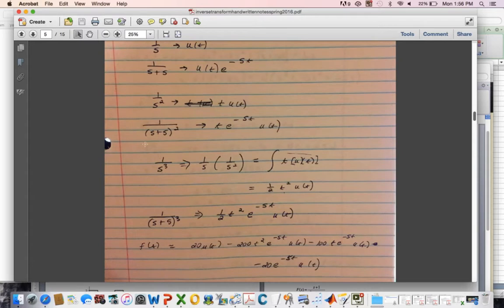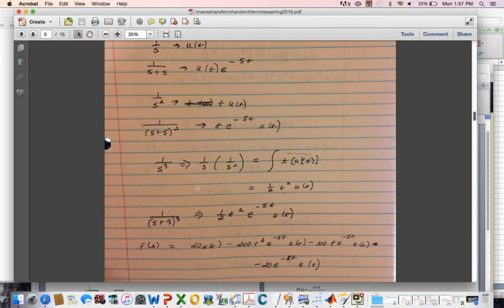So how do we get that 1 over s cubed? Well, 1 over s cubed is basically 1 over s times the inverse transform of 1 over s squared. Remember that 1 over s in the Laplace domain corresponds to integration in the time domain. So if I have a t term, that's going to integrate to 1/2 t squared. So this 1 over (s plus 5) cubed then gives me 1/2 t squared e to the minus 5t.